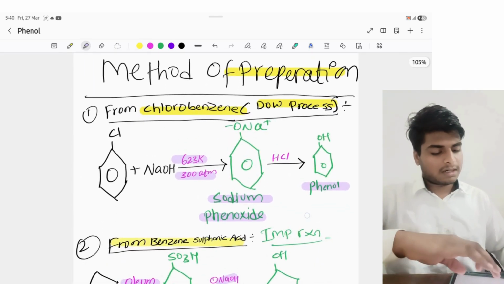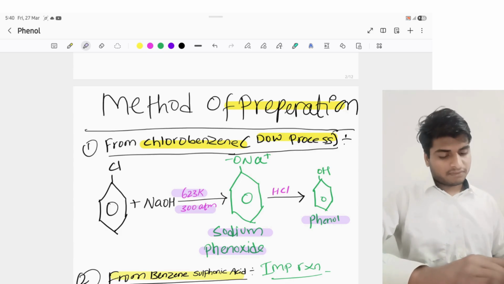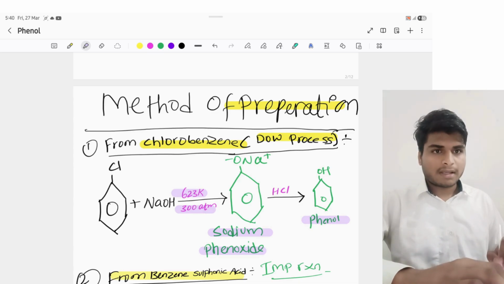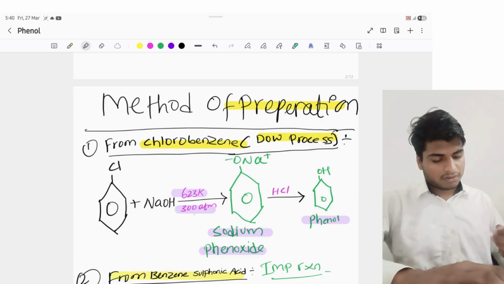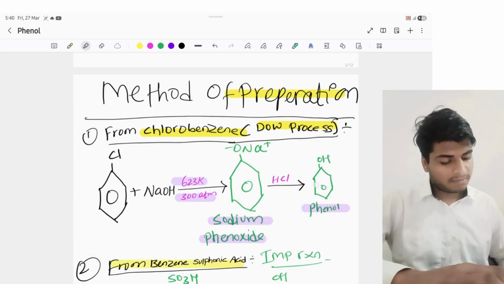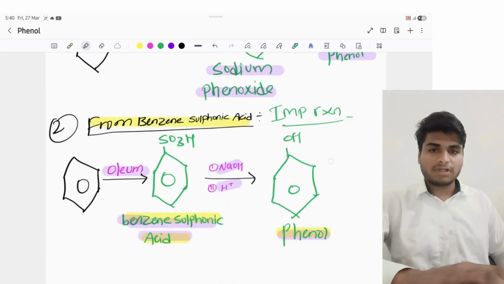And let's start with the method of preparation. From chlorobenzene at 623 Kelvin and 300 atmospheric pressure, when chlorobenzene is treated with sodium hydroxide, sodium phenoxide is formed. Upon acidification of sodium phenoxide, phenol is formed.